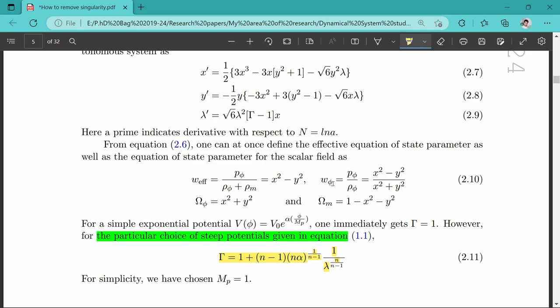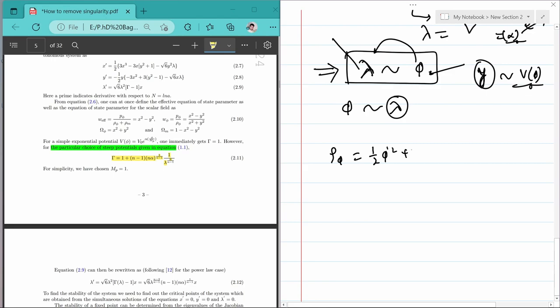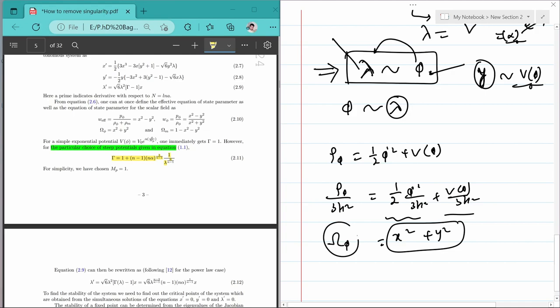Now you may have wondered what happens to the fluid, because we have the fluid. The fluid is omega equal to p over rho, and since it is a pressureless fluid, the equation of state of the dark matter is always going to be zero. Now omega phi is the critical density. This critical density is basically defined from rho phi, which is half phi dot square plus V phi. If you divide by 3H square, it gives half phi dot square over 3H square plus V phi over 3H square. In terms of x and y, it becomes only x square plus y square, and this is defined as omega phi.